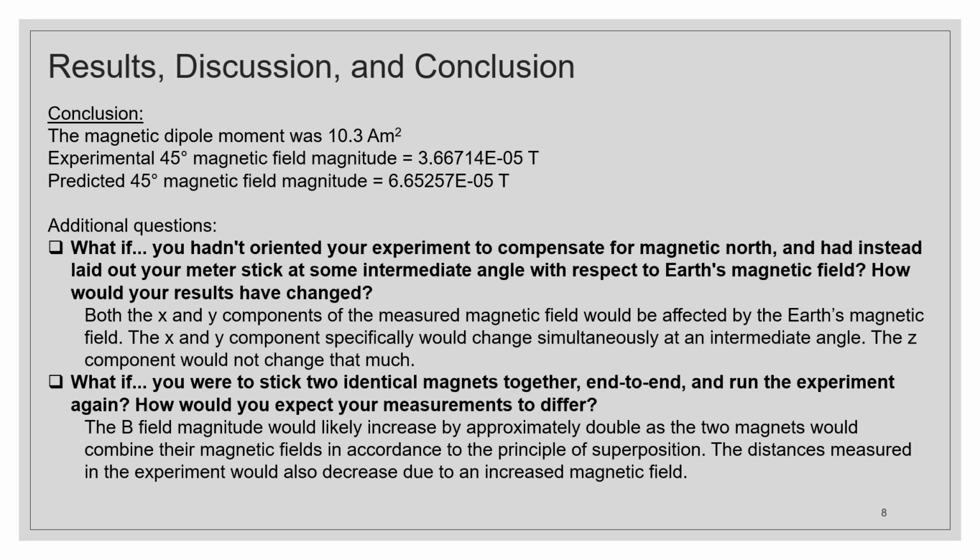What if you were to stick two identical magnets together end to end and run the experiment again? The B field magnitude would likely increase by approximately double, as the two magnets would combine their magnetic fields in accordance with the principle of superposition. The distances measured in the experiment would also increase due to the increased magnetic field.